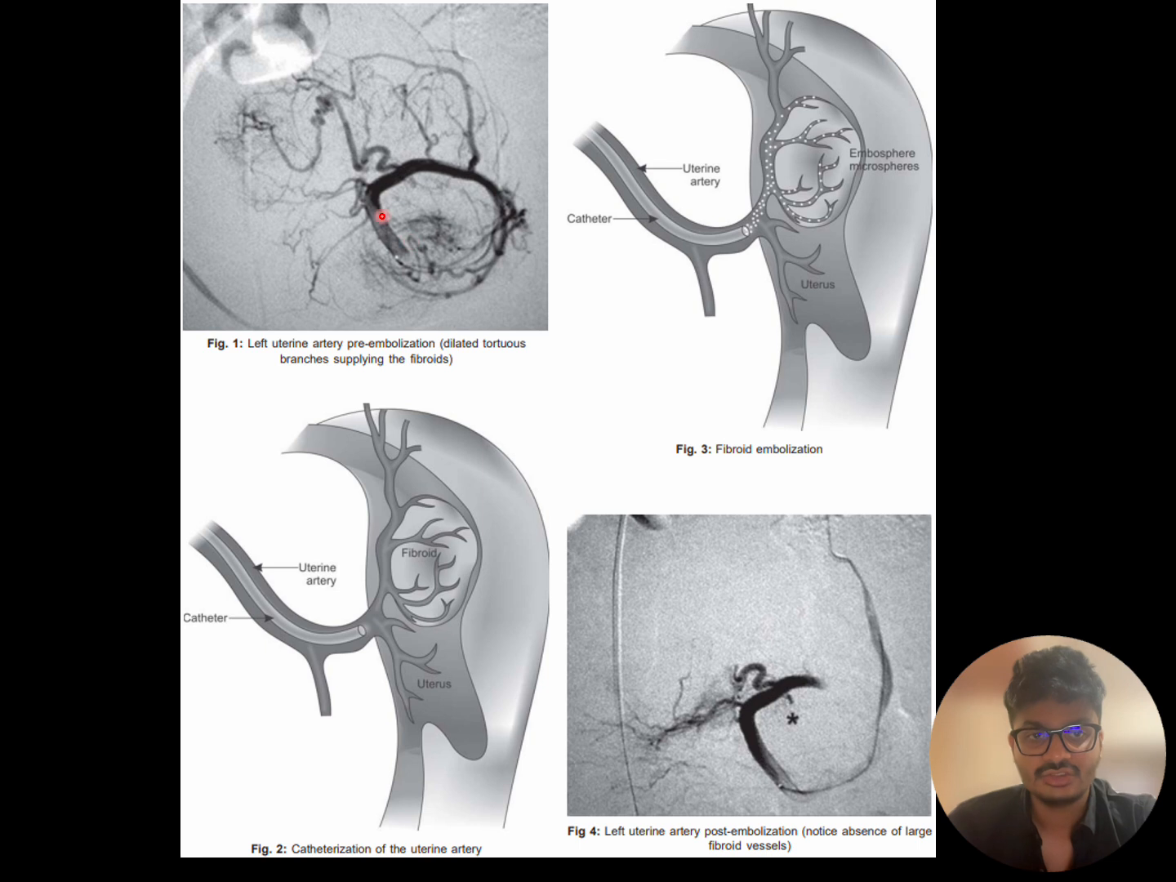fibroid. So at this point you start injecting these small PVA particles, and these small PVA particles will go distally into the fibroid, and that will cause infarction of the fibroid, and hence there will be reduction in size. So this is the post embolization angiogram. Here you can only see the proximal uterine artery over here. And you can see all these tortuous uterine artery branches, the ones that were feeding the fibroid, are all gone.